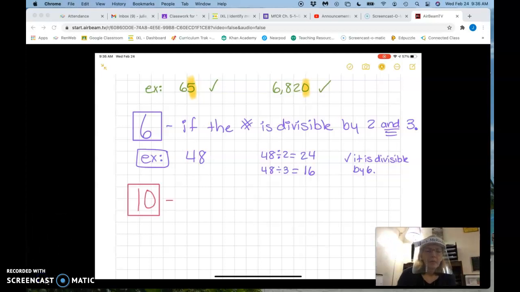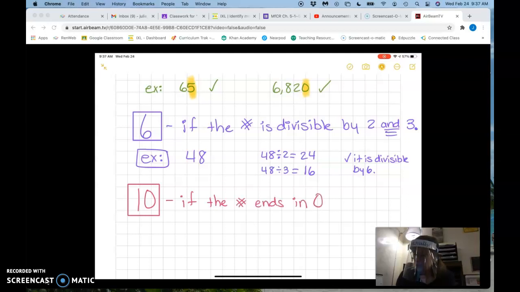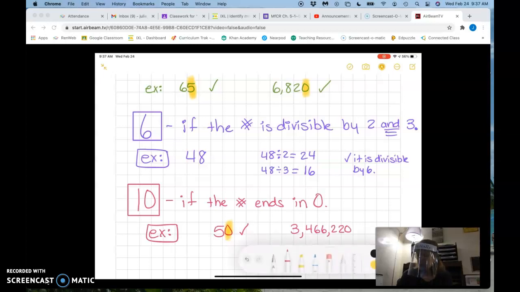Okay, last divisibility rule. A number is divisible by 10 if the number ends in 0. If there's a 0 in the ones place. So, for example, 50. Is there a 0 in the ones place? Yes. So it is divisible by 10. What if I had 3,466,220? Yes, because as soon as that ones place has a 0 in it, it's divisible by 10.